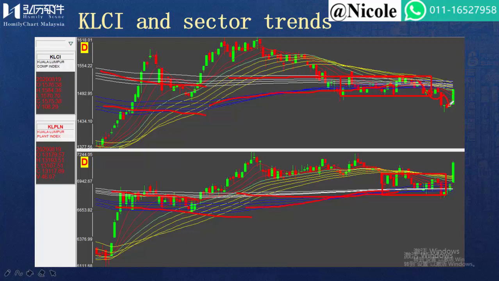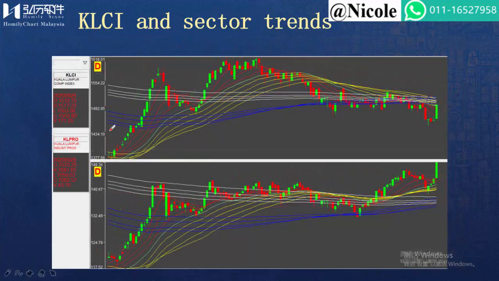breaks down the support, and now it's in rebound, right? But if we see plantation, we can see plantation breaks through the resistance, and actually it gets support from the blue lines and the white lines, which is a good thing. So recently plantation actually is a little bit stronger than KLCI.